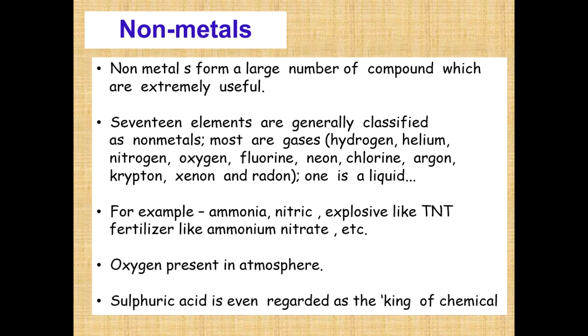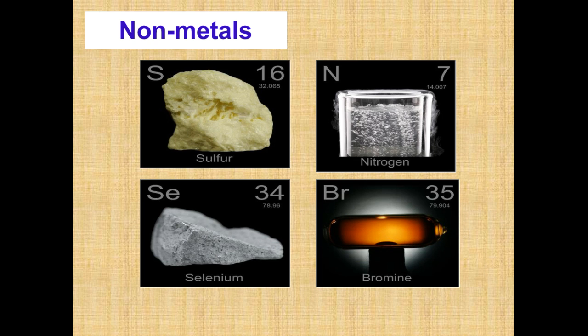For example, ammonia, nitric acid, explosives like TNT, fertilizers like ammonium nitrates, etc. Oxygen is present in the atmosphere. Sulfuric acid is even regarded as the king of the chemicals. Now we will see some non-metal examples: sulfur, nitrogen, selenium, and bromine.